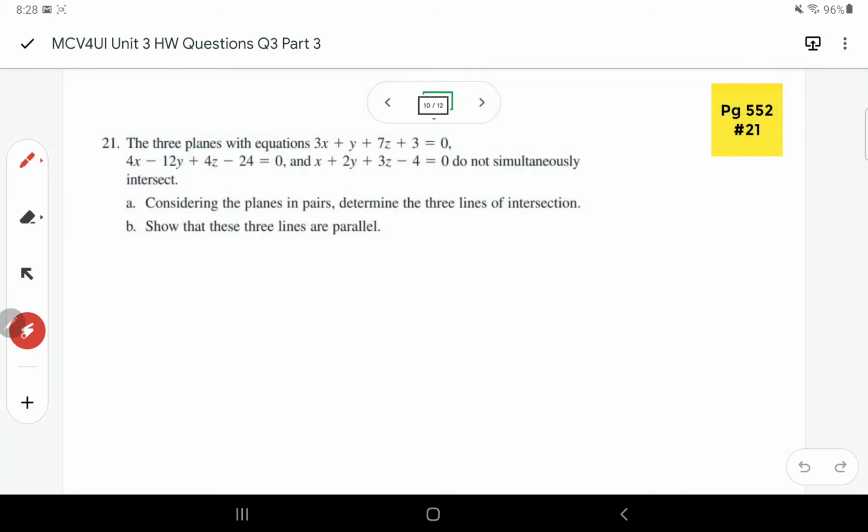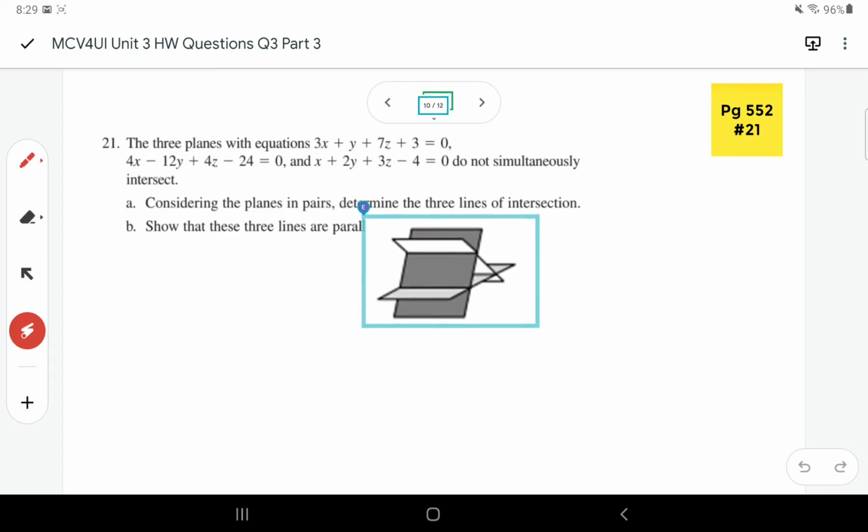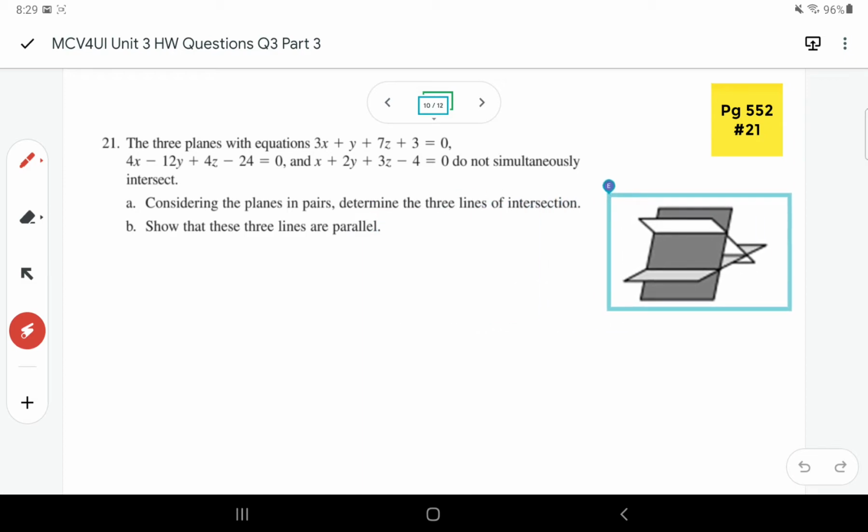Okay, so here we've got 3 planes with these equations that do not simultaneously intersect. So we can see from the normals that none of these planes are parallel, and they're telling us ahead of time they don't intersect. So I will just grab that picture. That's going to be the case where they all intersect in lines and it kind of forms like a triangular prism. So that's what we have. We have 3 planes and they don't all intersect simultaneously, but they're going to have lines of intersection.